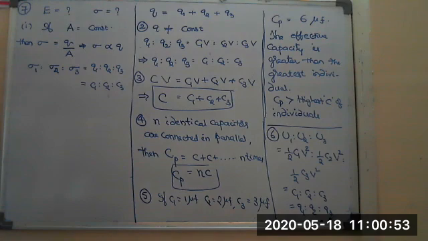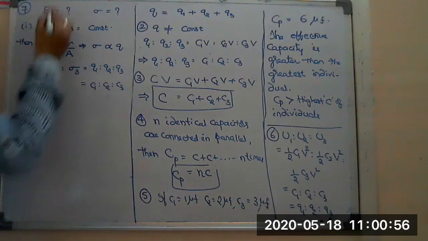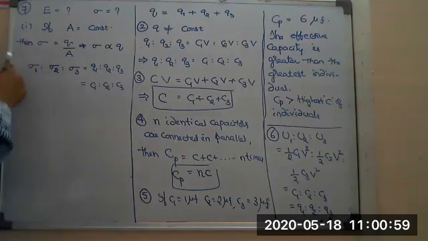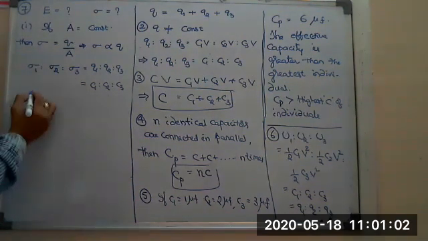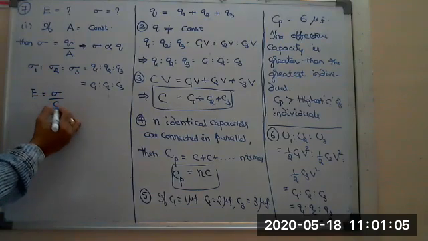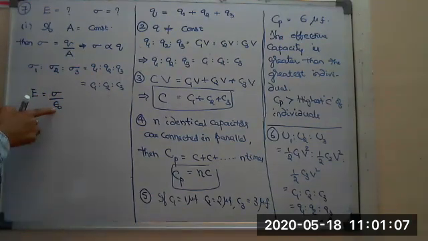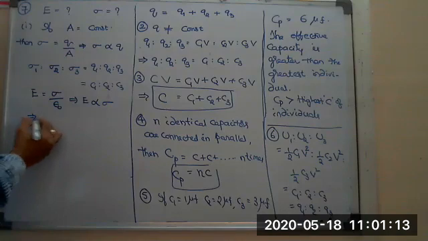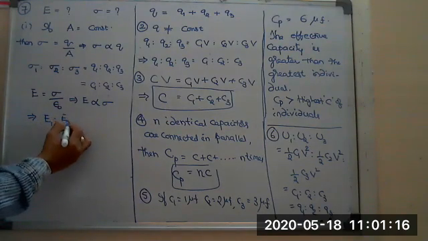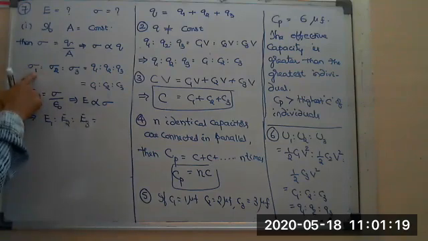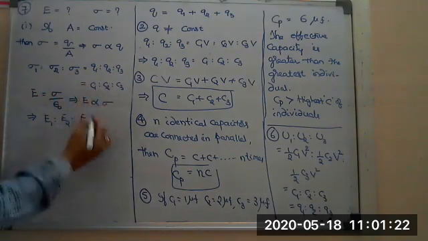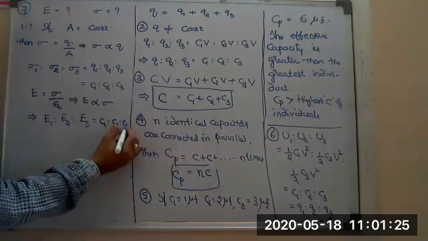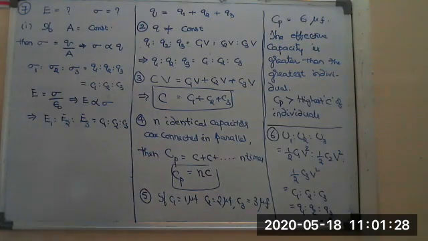Then what is the electric field intensity? Better I write in terms of sigma only, because I know the ratio of sigma. E is equal to sigma by epsilon naught, and we are not changing the medium, so E is directly proportional to sigma. So E1 is to E2 is to E3 equals sigma 1 is to sigma 2 is to sigma 3, which equals C1 is to C2 is to C3. Again, we found the ratio of electric field intensity and the surface charge density will be the same, once again proof like in series.